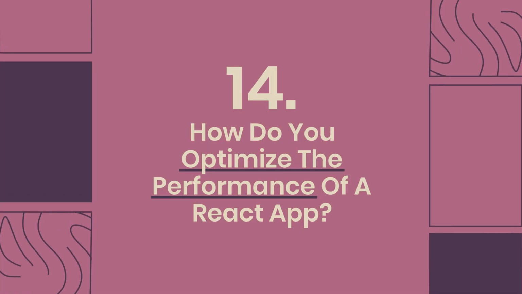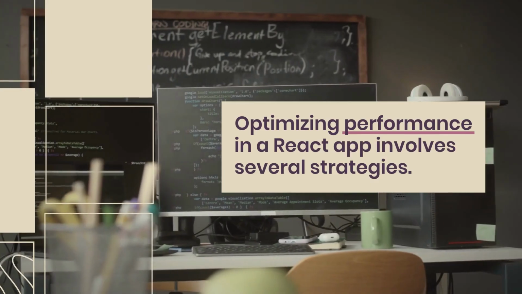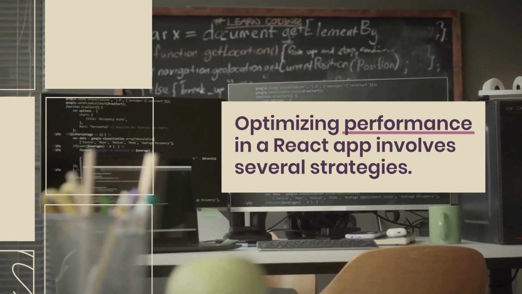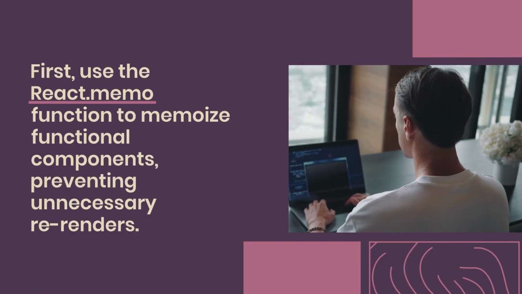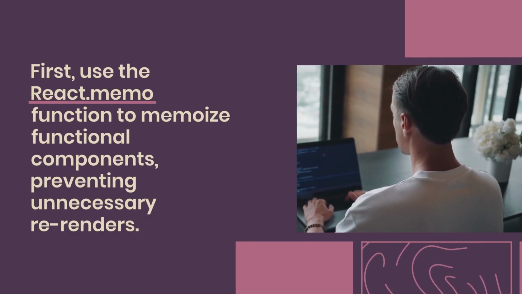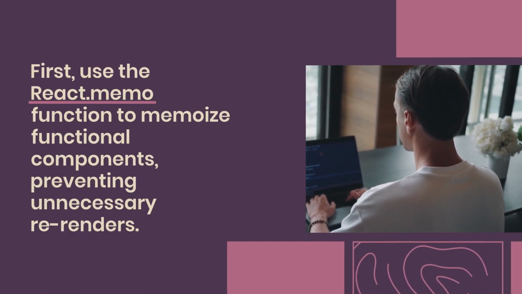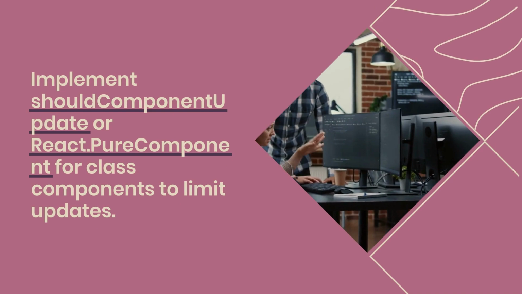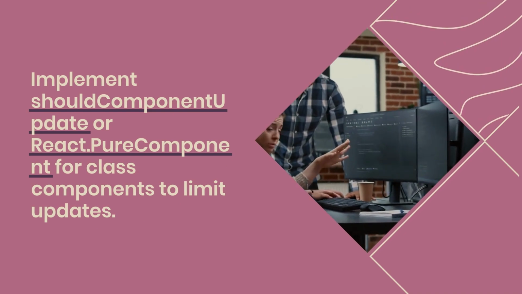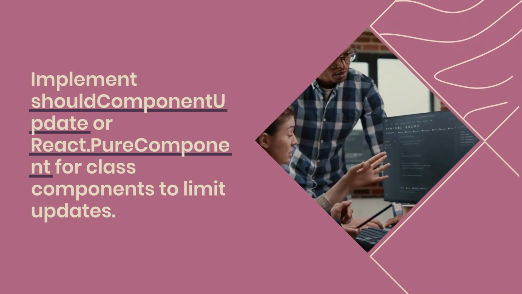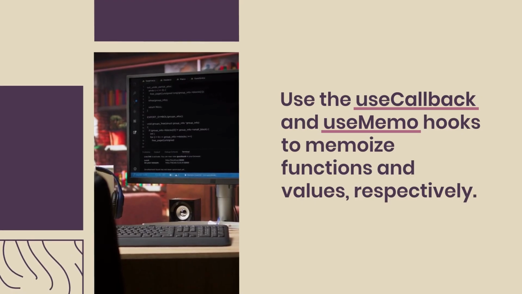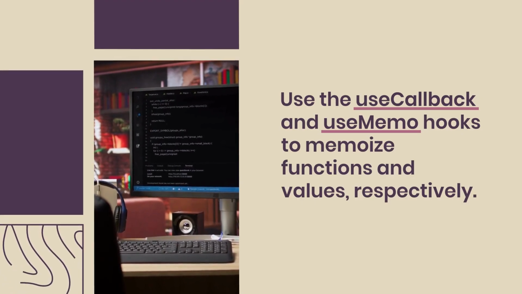14. How do you optimize the performance of a React app? Optimizing performance in a React app involves several strategies. First, use the React.memo function to memoize functional components, preventing unnecessary re-renders. Implement shouldComponentUpdate or React.PureComponent for class components to limit updates. Use the useCallback and useMemo hooks to memoize functions and values, respectively.